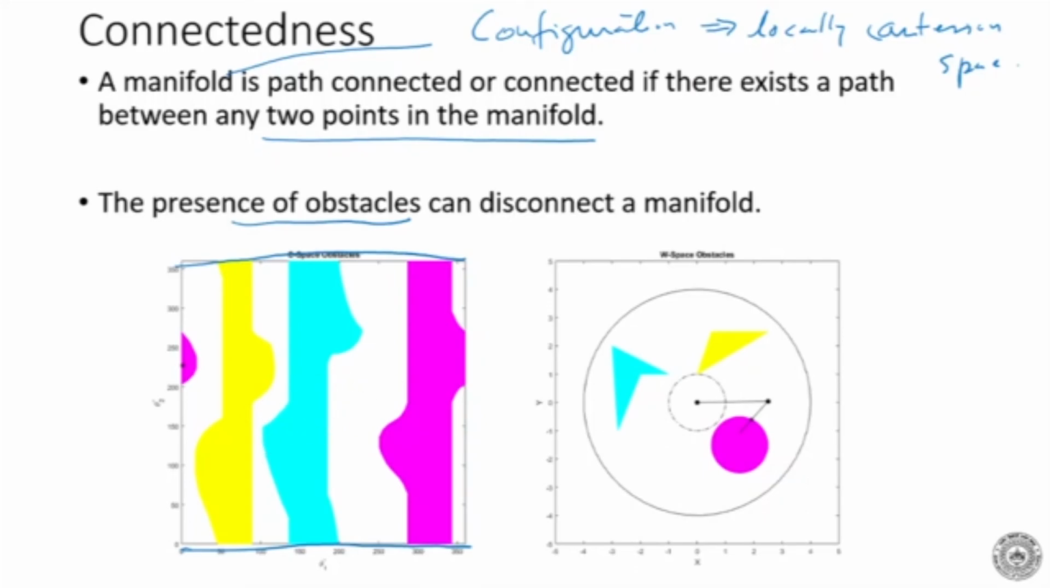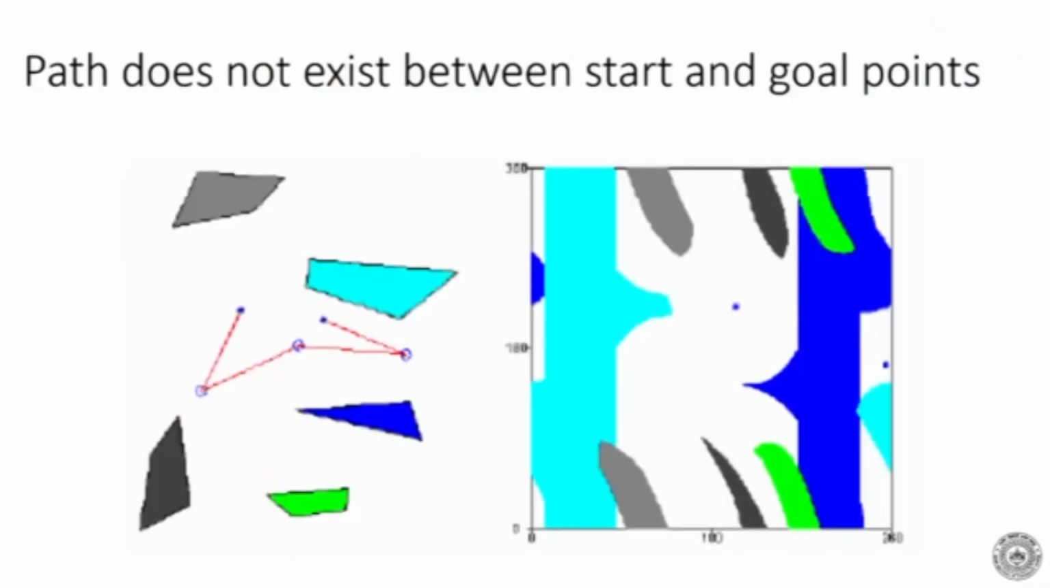So when we are making the path, it has to be connected. Of course, it can't be a disconnected path, right? It should be continuous and connected. So you cannot join two parts in a manifold which are not connected, right? So let's look at the case of path planning, for example. Let's look at this example here.